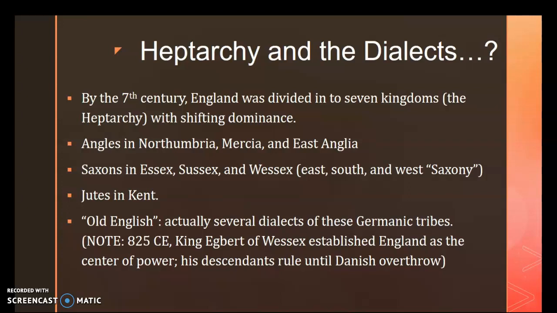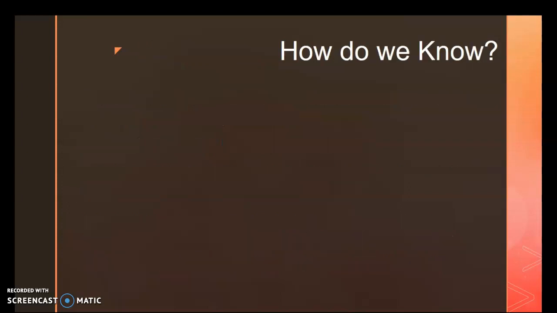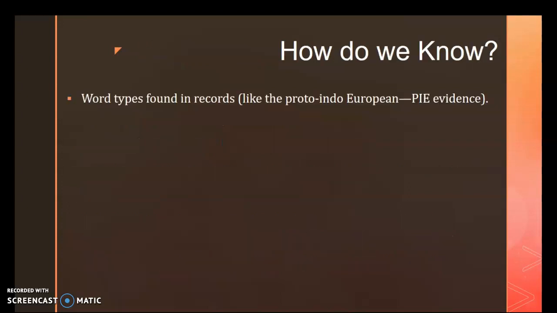So, how do we know? Where do we find the written evidence that tells us all of this information? We look at the types of words existing in the language. If there wasn't a word for something, it may not have existed. So, for example, when studying Proto-Indo-European languages, it was noticed that there wasn't a common word for ocean. And so scholars assumed that the original speakers lived inland.